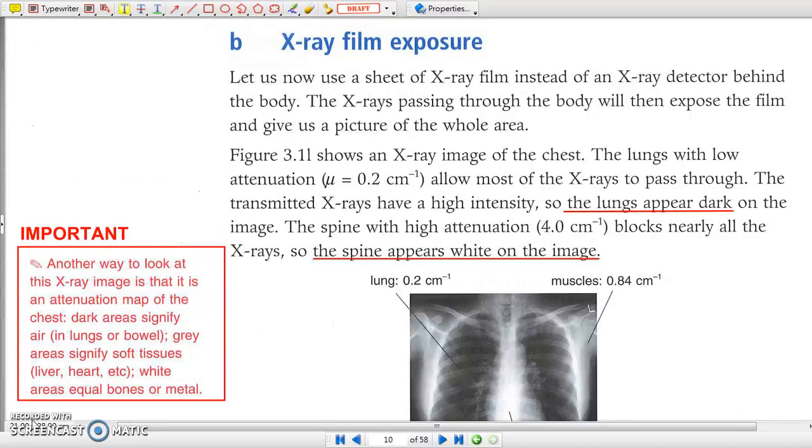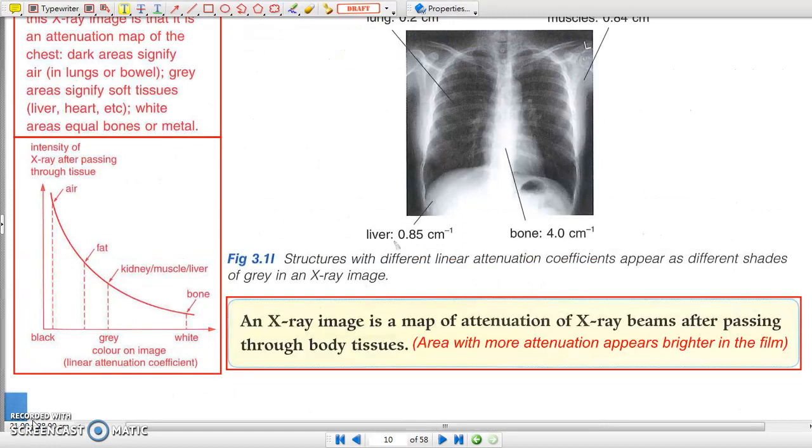In other words, an X-ray image is a map of attenuation of X-ray beams after passing through the body tissue. So, just remember that the area with more attenuation appears brighter in the film.